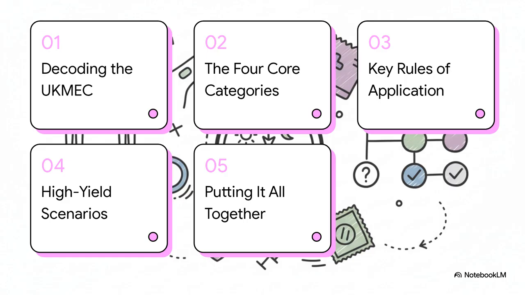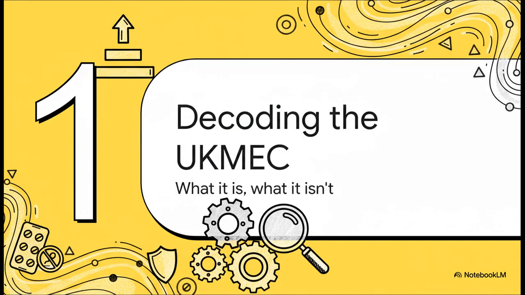So to get you exam ready, here's our game plan. First, we'll decode what the UKMEC even is. Then, we'll get into the 4 core categories. And seriously, this bit is absolutely non-negotiable for the exam. From there, it's onto the key rules. Then we'll test ourselves with some high-yield scenarios. And finally, we'll pull it all together. Let's do it.